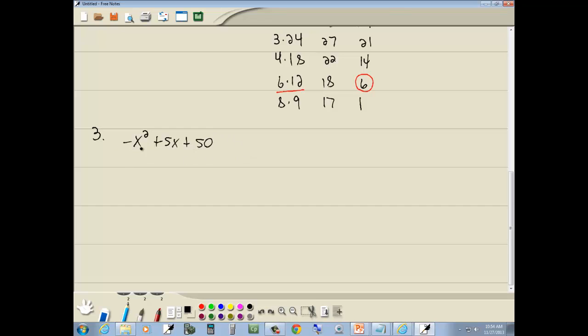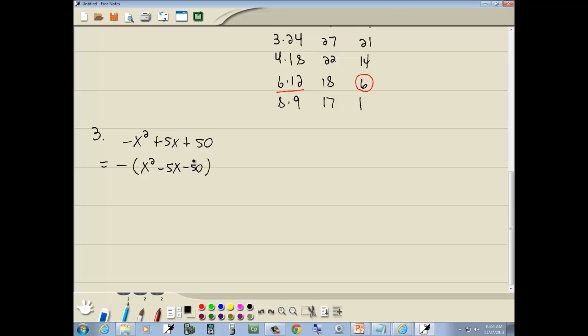They don't have anything common, all three terms, but my first term is negative. Whenever your first term is negative, you always factor out a negative. Now, when you factor out a negative, it flips the sign of everything. So negative x squared becomes a positive x squared, the 5x becomes a negative 5x, and the 50 becomes a negative 50.